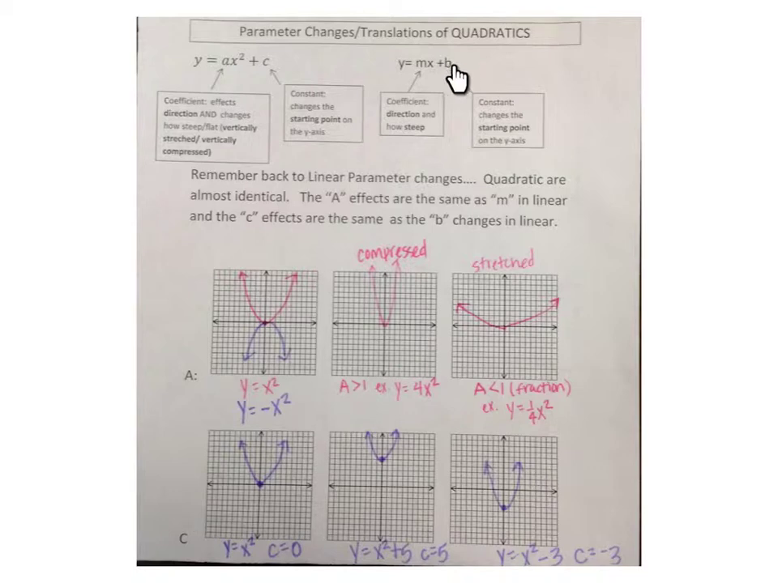Also, we looked at our b, which is just called the y-intercept. b changes the starting point on the graph on the y-axis. It's your starting point on the y-axis.